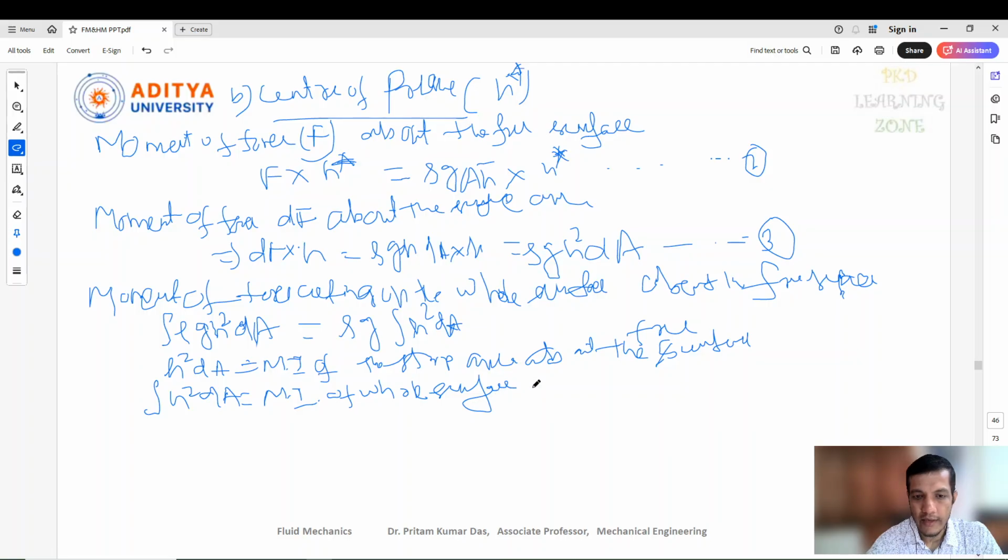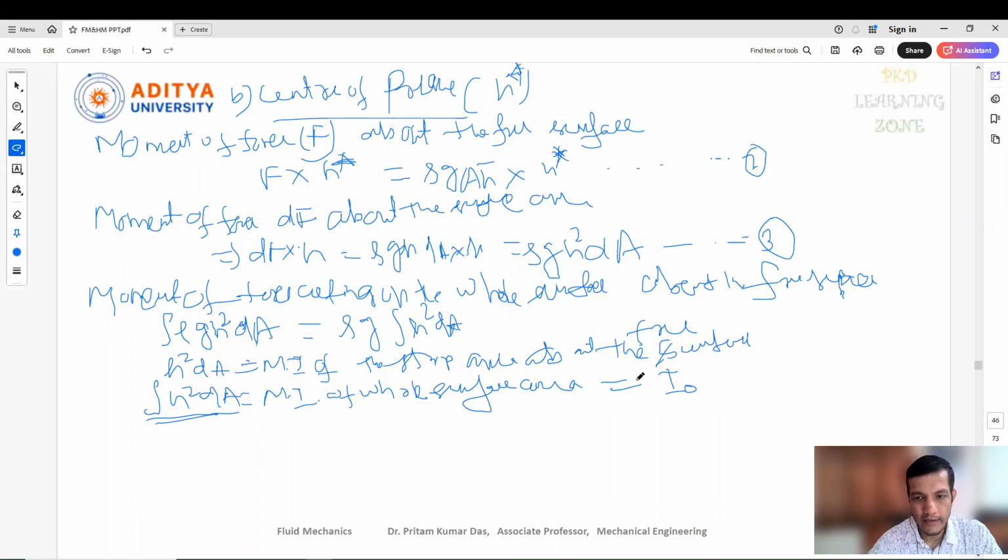The whole surface area at the free surface of the liquid. This moment of inertia we can write as I naught. So now, on the value of this integration of h square dA, I can put the value of I naught.